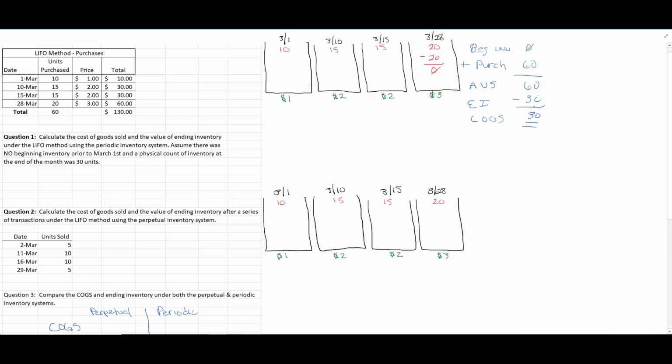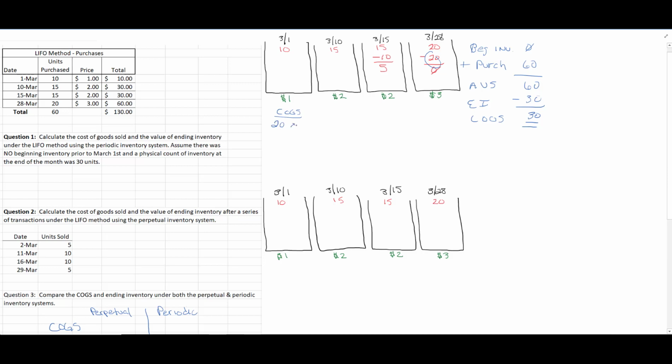So we sold 30, we already took away 20. That means that we have 10 units left that we have to pull from our next newest bucket, which is our March 15th bucket. So we start with 15, we subtract out that remaining 10. That leaves us with 5 units of inventory in that March 15th bucket. So if we look at our cost of goods sold calculation here, we sold 20 units at $3.